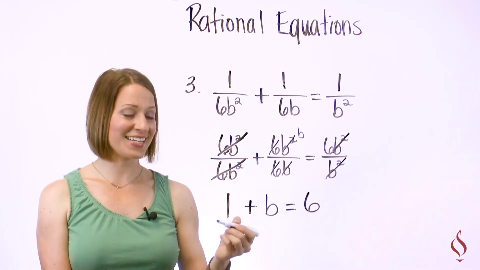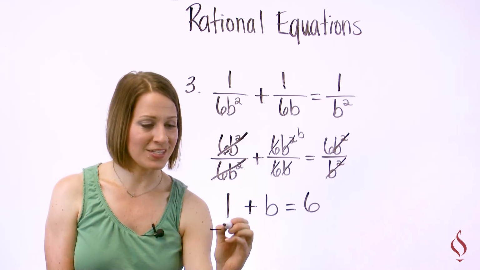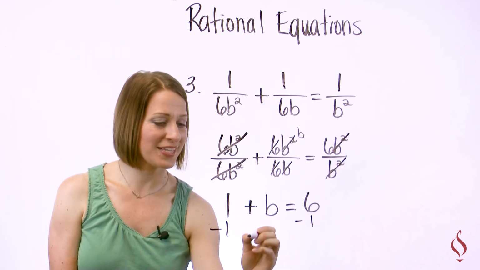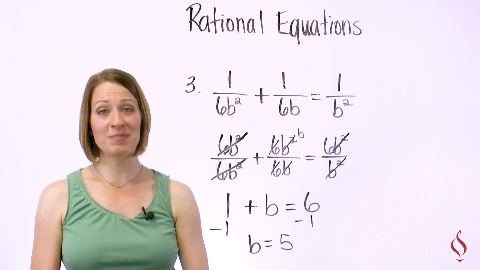And wow, isn't this a nice one? We got to solve for b right here. We just have to subtract 1 on both sides. That's not bad at all to get b equals 5.